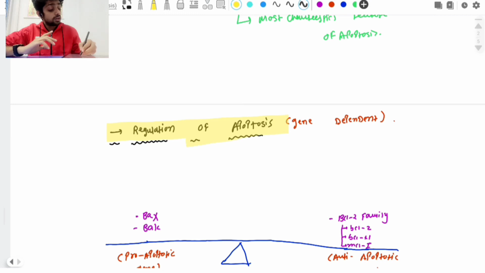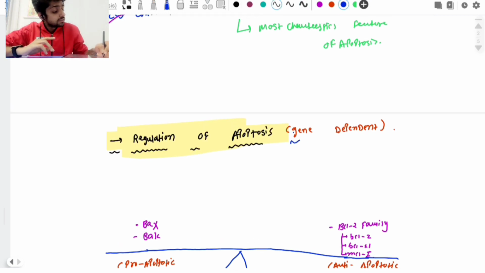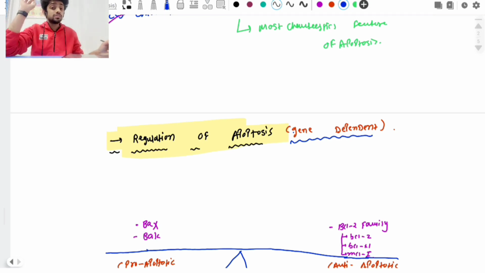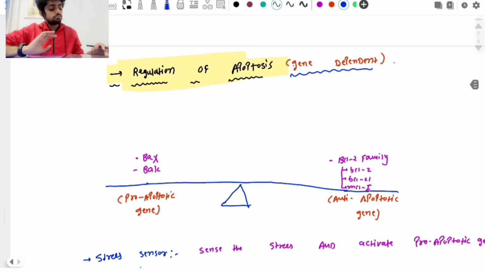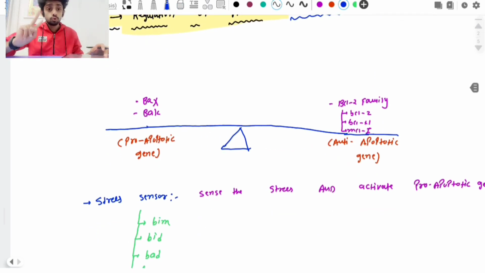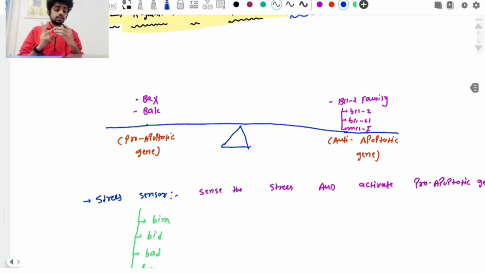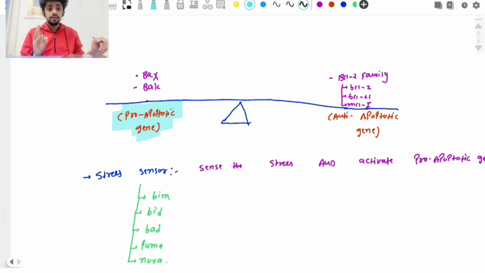Remember guys, one very important point: it is gene dependent. Like that, necrosis is gene independent. So what are the examples in the gene dependent? There are normally 2 groups of genes, pro-apoptotic genes and anti-apoptotic genes. If pro-apoptotic genes become activated, that can lead to the cell undergoing apoptosis. And anti-apoptotic genes are always active.